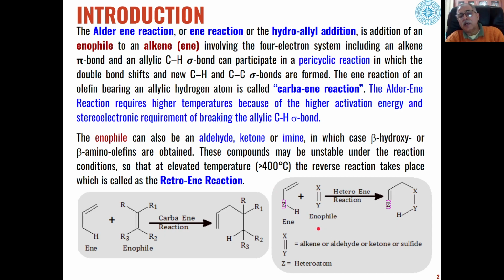Now similarly, if in the allylic system we have a heteroatom, if this Z is a heteroatom, then the Ene reaction is called a hetero-Ene reaction. The mechanism of the reaction will be the same. The only thing is that this carbon in the ene is replaced by some heteroatom like oxygen or nitrogen or sulfur.